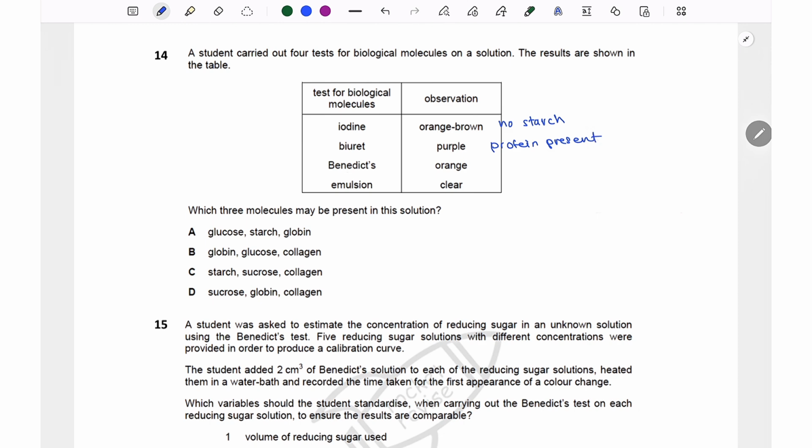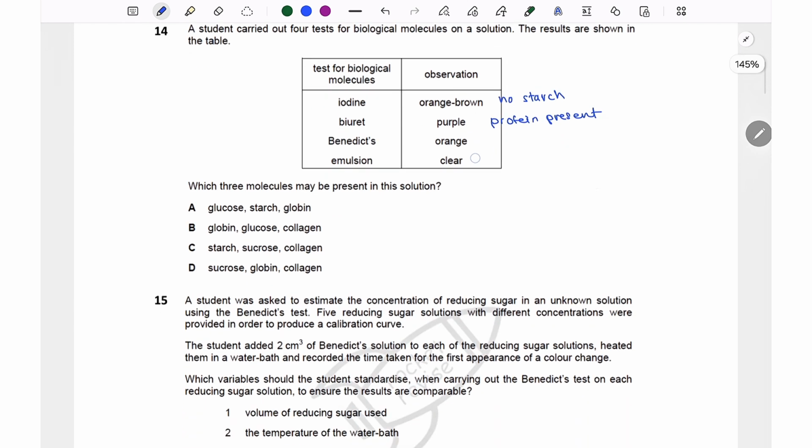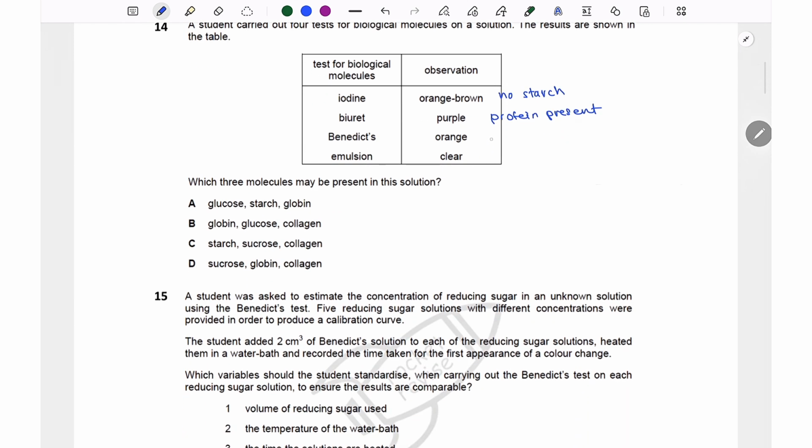The next one, Benedict's, that is for reducing sugars. So it turns orange, that means reducing sugar is present. Emulsion test, that's for lipids, fats. This is still clear, so there are no fats or lipids. But if it was milky, cloudy, then that would be present. Now let's see which one of these would be present in the solution.